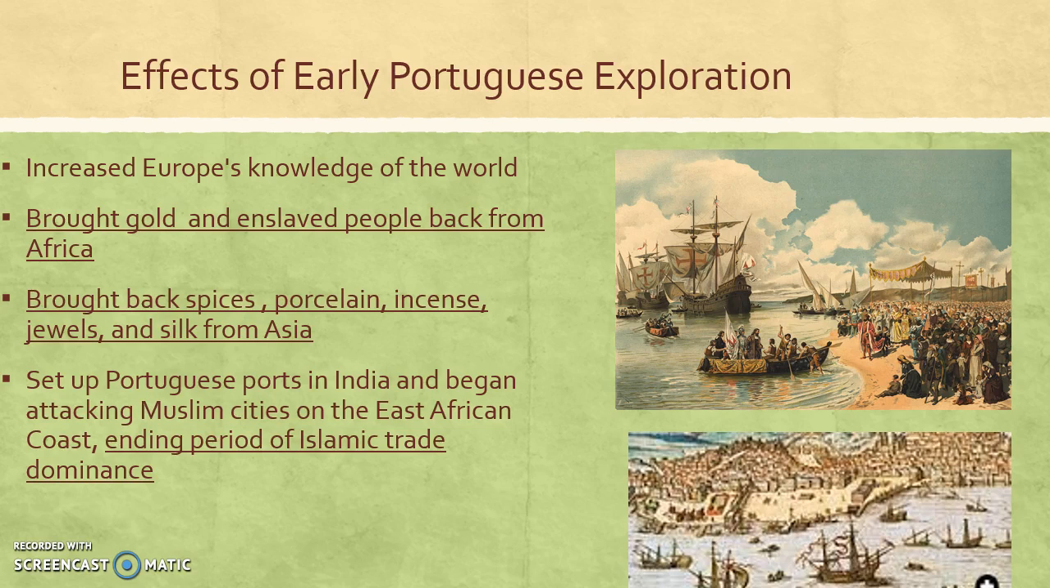He also brought back spices, porcelain, incense, jewels, and silk from Asia, and he set up Portuguese ports and colonies in India. He began attacking Muslim cities on the eastern coast of Africa, which effectively ended the period of Islamic trade dominance. You can see an image of him entering India and arriving on the coast, and then an image of him attacking some African cities on the eastern coast of Africa.